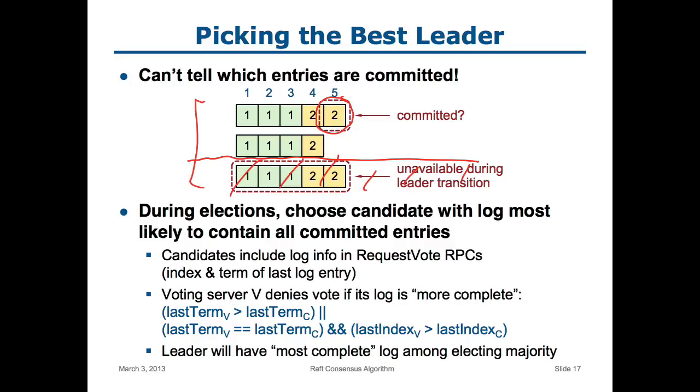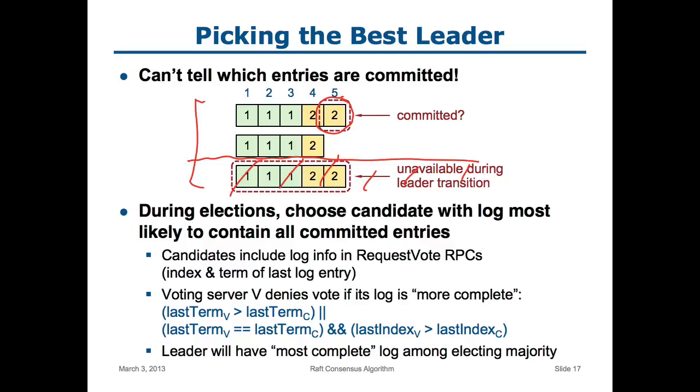So instead, what we do is to try and pick a candidate to win an election such that it has the log that is most likely to have all the entries that have been committed. And I'll first describe this intuitively and then come back and make it more precise to prove that, in fact, we can guarantee that we pick a candidate that has all the committed entries.